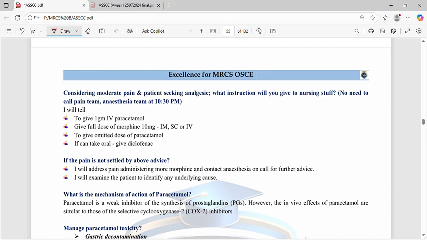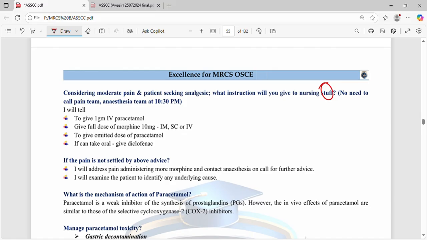Considering moderate pain and a patient seeking analgesic, what instruction will you give to nursing staff? No need to call the pain team or anesthesia team at 10:30 p.m. They will give the scenario timing as well, like it's late night, 10:30, so you cannot call the anesthesia team or the pain team at that time. So give 1 gram IV paracetamol.